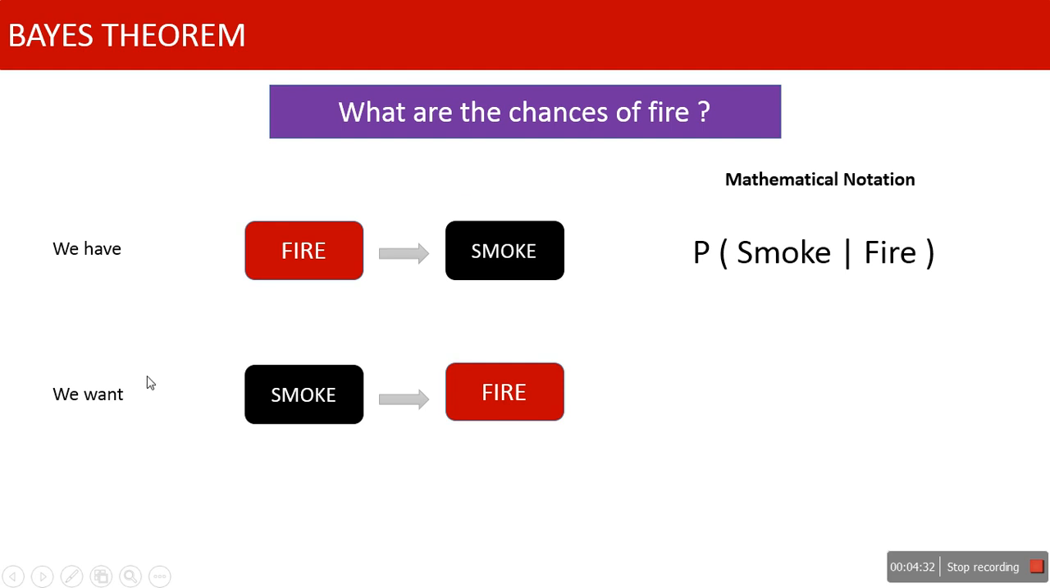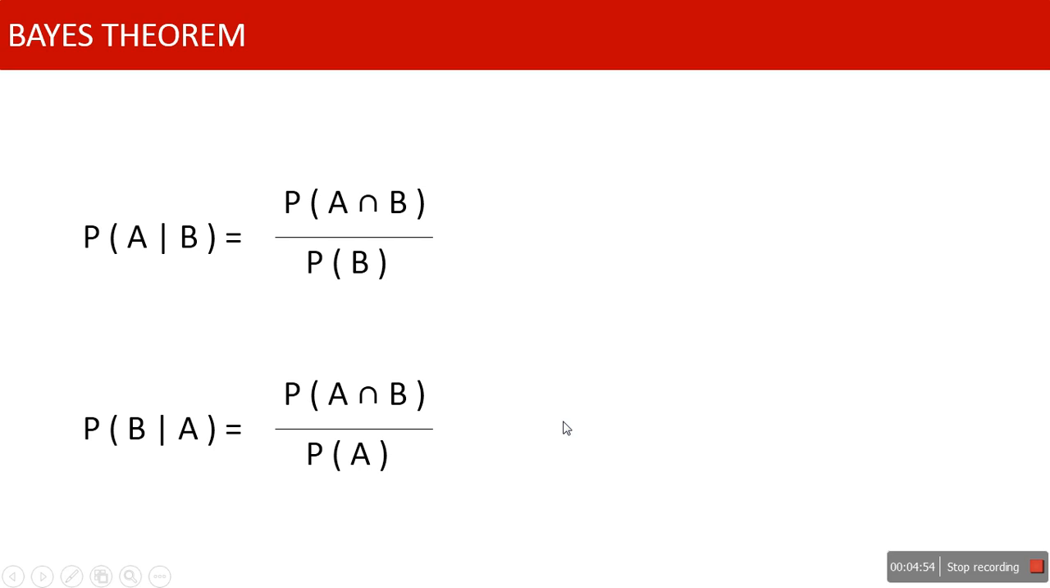But what they want is, given that there was smoke, what was the probability of fire? So they are looking for this relationship, and in mathematical notation it can be written as the probability of observing fire given that there was smoke.